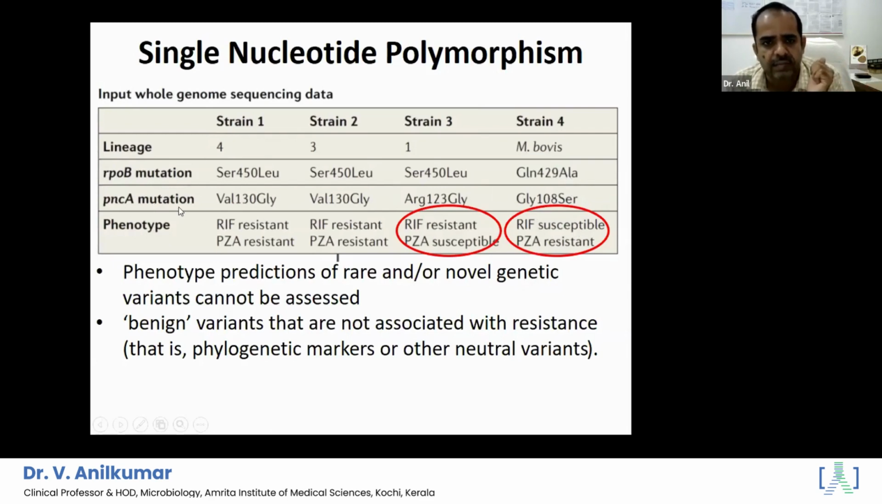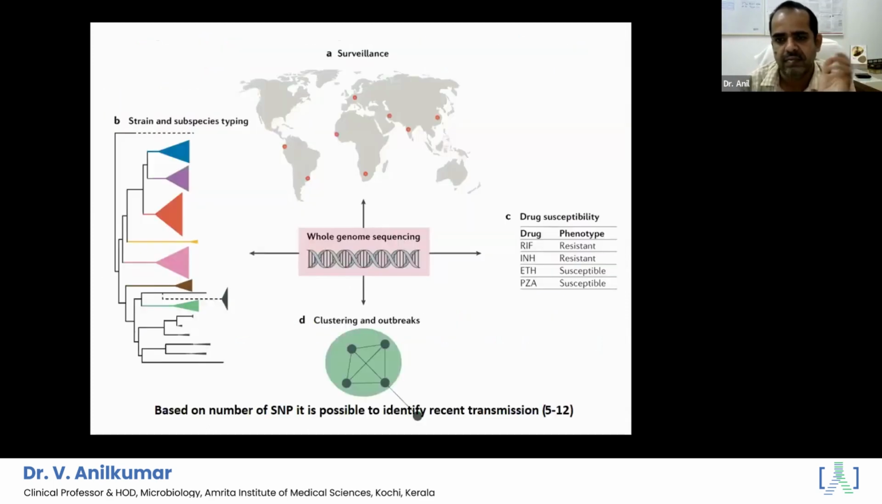Similarly, in case of pyrazinamide, PNCA mutation, strain 1, 2, and 4, the mutations were significant, conferred resistance, so they were reported as resistant. In case of strain 3, the mutation that was identified did not confer phenotypic resistance, a benign mutation, so it was reported susceptible. So in a whole genome sequencing report, you may find mutations which may have minimal or moderate association, so it may not be reported as resistant, it will be reported as sensitive.